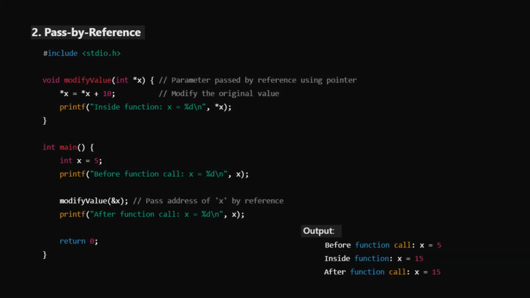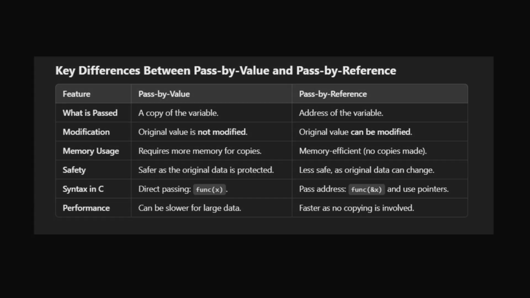2. Pass-by-reference. In pass-by-reference, instead of passing a copy of the argument, the address of the argument is passed to the function. This allows the function to directly modify the original variable. The function parameter is a pointer to the original data. Any changes made to the parameter are reflected in the original variable. See the example of pass-by-reference. Here are the key differences between pass-by-value and pass-by-reference.